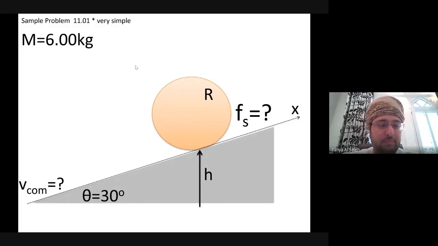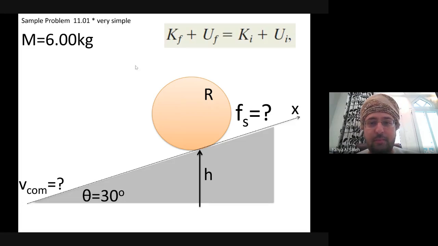This is our problem. Angle 30 degrees, height 1.2 meters. We don't know what our friction is. We don't know what our V com at the end is. We need to find it out. Kinetic plus potential energy at the beginning equals kinetic plus potential energy at the end.